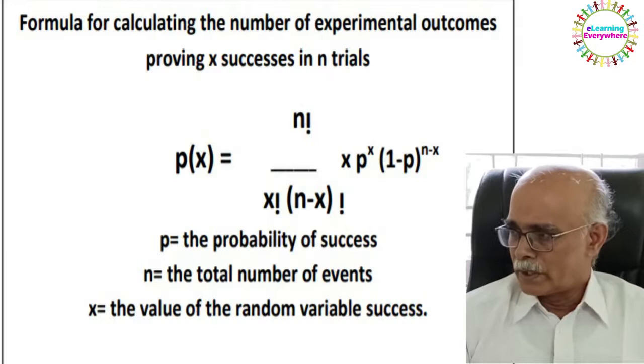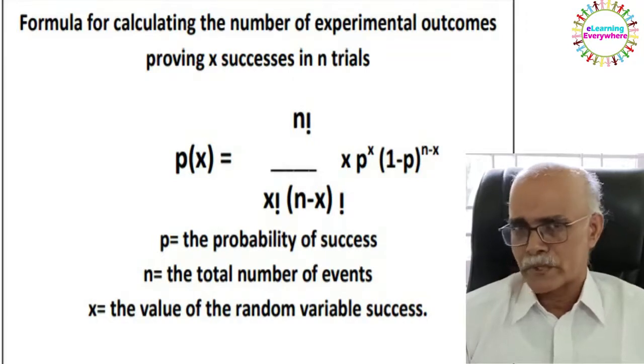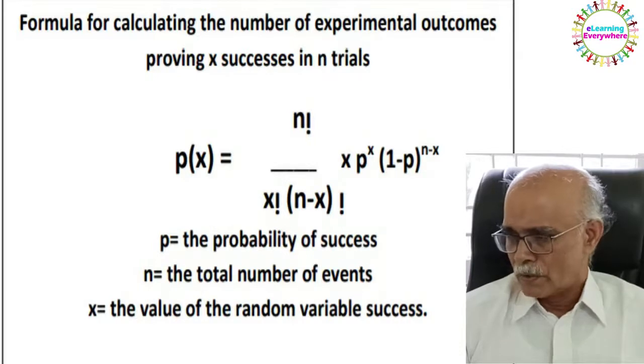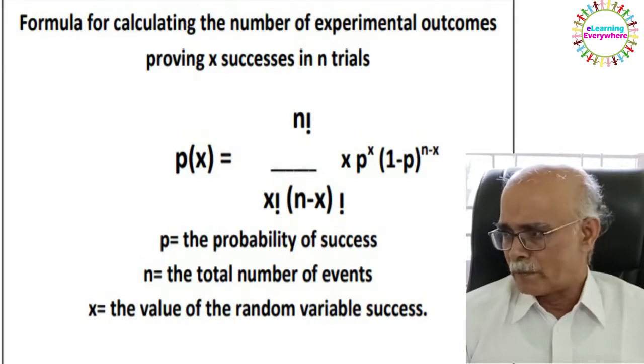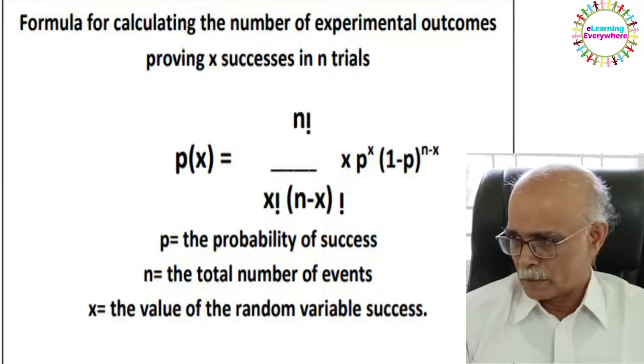And in the formula, P stands for the probability of success. N is equal to the total number of events. X is equal to the value of the random variable success.